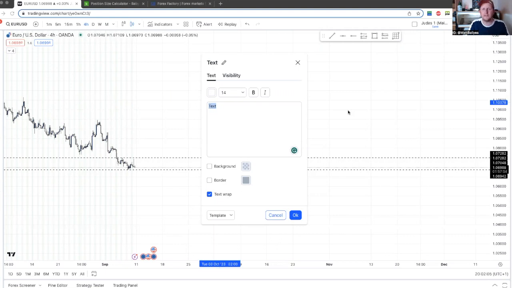I've taken a little bit of what ICT does and created it as my own, and it's called the Judas Swing. You can YouTube that as well and find tons of videos on it. I'm going to try and explain it as simple and easy as I can, so you can go away and start using this strategy almost straight away.